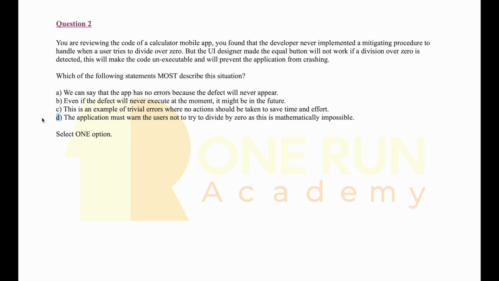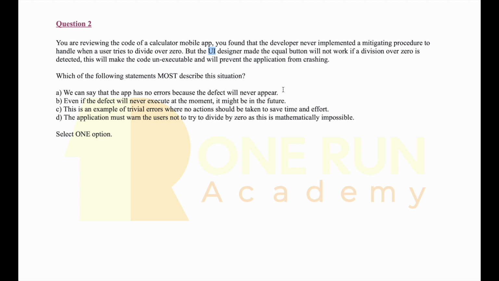Alright, so I suppose you got the point from this question. The code itself is defective because it doesn't handle the exception of dividing over 0. However, this defect cannot be executed into a failure at the moment because when the UI detected both 0 and division operation, it will prevent the equal button from being tapped by the user. Anyway, let's take a look at the options.